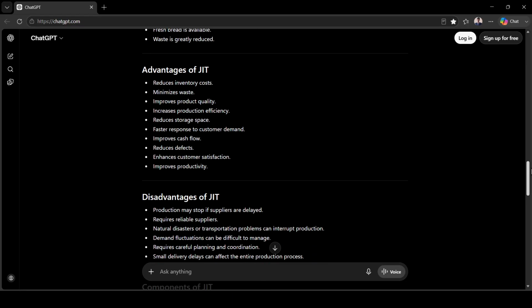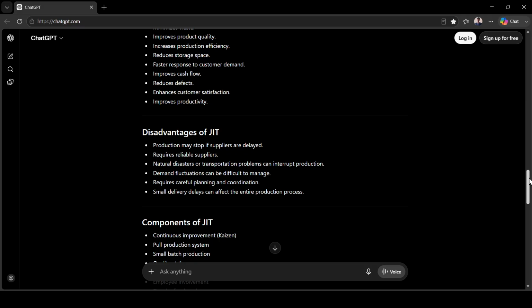The advantages of JIT: reduces inventory cost, minimizes waste, improves product quality, increases production efficiency, reduces storage space, gives faster response to customer demand, improves cash flow, reduces defects, enhances customer satisfaction, and improves productivity.